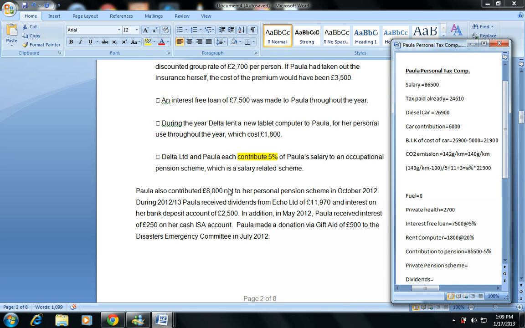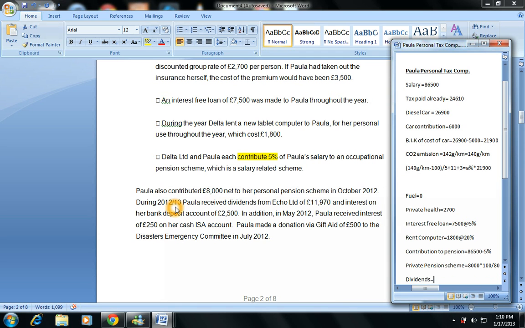And here it says Paula also contributed 8,000 net to her personal pension scheme in October 2012. So here we're going to gross it up. 8,000 gross up. I'm going to explain this one in my other slides. What is gross up? So we times it by 100 and divide it by 80.